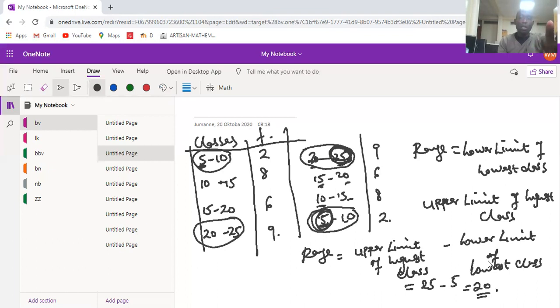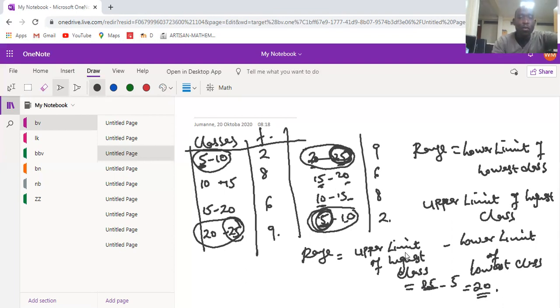So for grouped data, take the highest class and its upper limit, then subtract the lower limit of the lowest class. The difference between the two values gives you the range. For example, if these were marks: those who scored between 5 and 10 marks were 2, 10 to 15 were 8 students, 15 to 20 were 6 students, and 20 to 25 were 9. The lowest mark scored is 5 and the highest is 25, so the range of the scores is the difference between the two.